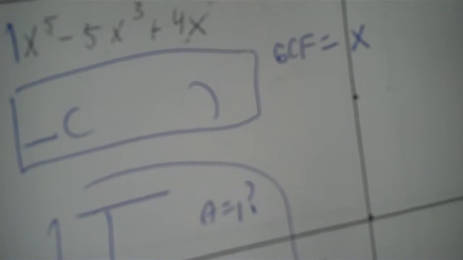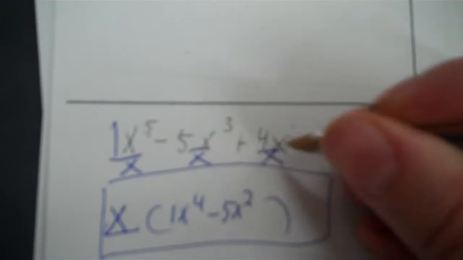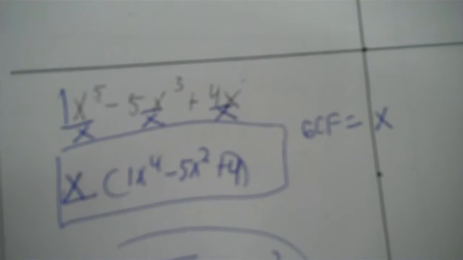okay, 1, 5, and 4, I don't think you can do much with those. So x, and then you go divide all these by x. So that's going to be 1x to the 4th minus 5x to the 2nd plus just 4. Okay.